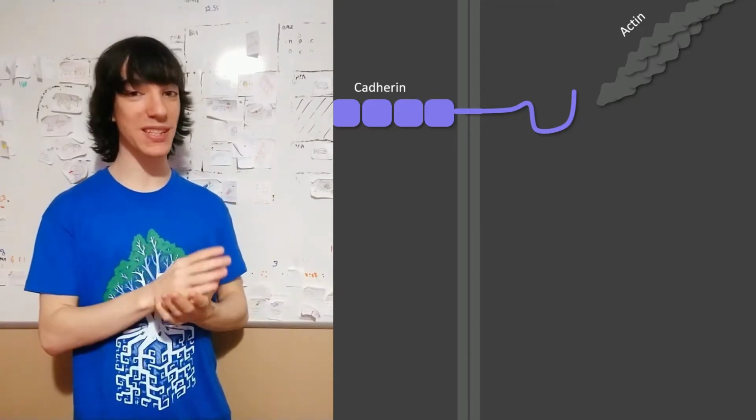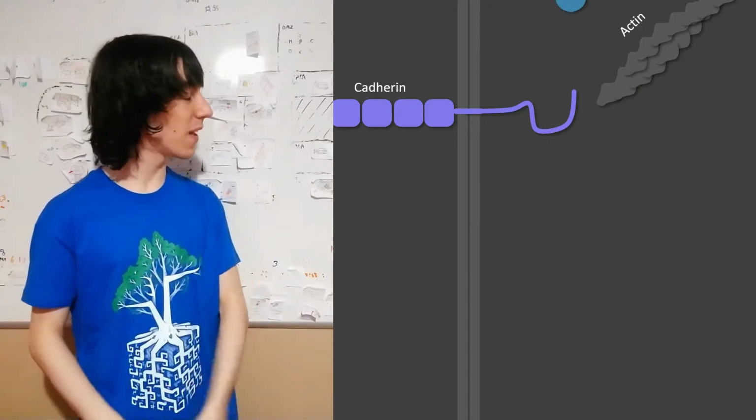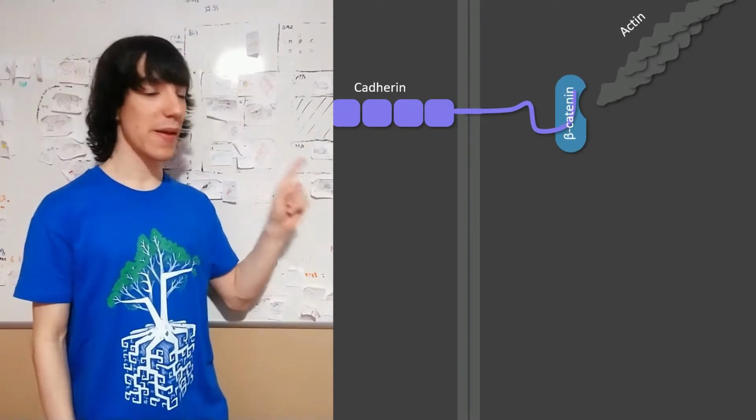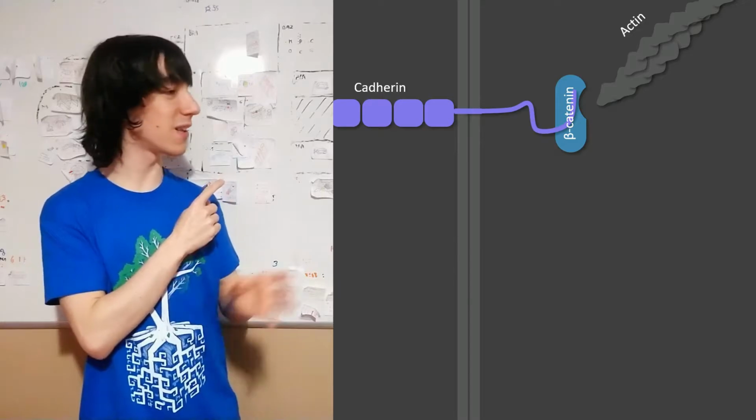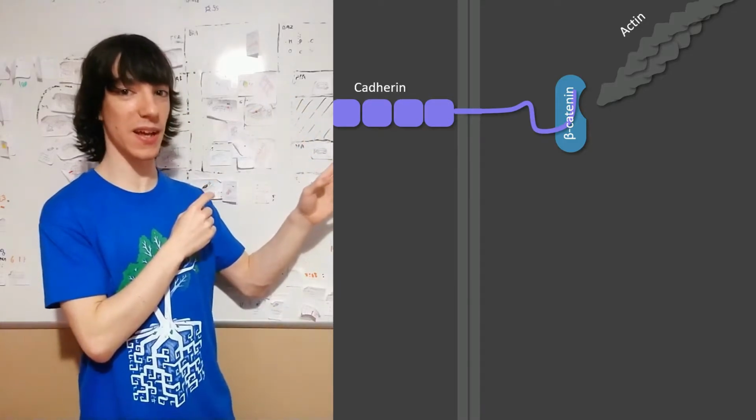Cadherins need two basic adapters. One of them is beta-catenin. Beta-catenin interacts with the cadherin, but it can't bind to the actin microfilaments directly either.